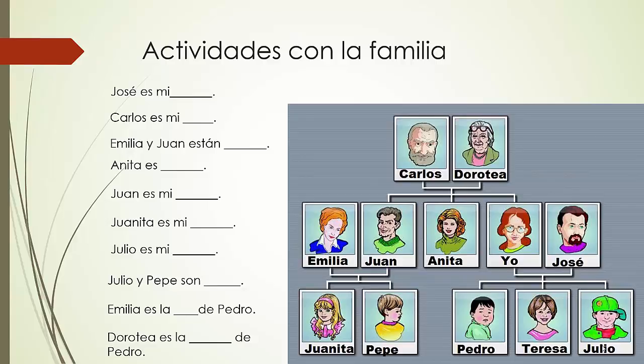Now, let me give you a hint with number 3. Emilia y Juan están. For that one, I am not looking for husband and wife. I am looking for the word married. And they use, for some odd reason, estar with marriage.